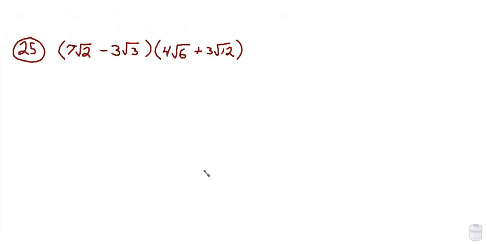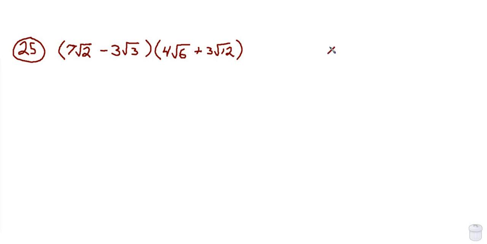Let's take a look at this example. Man, this looks complicated. We've got 7 square roots of 2 minus 3 square roots of 3, that difference, times 4 square roots of 6 plus 3 square roots of 12. All right, those two groups multiplied together. You may recognize this. We're going to have to do FOIL, or double distribution.